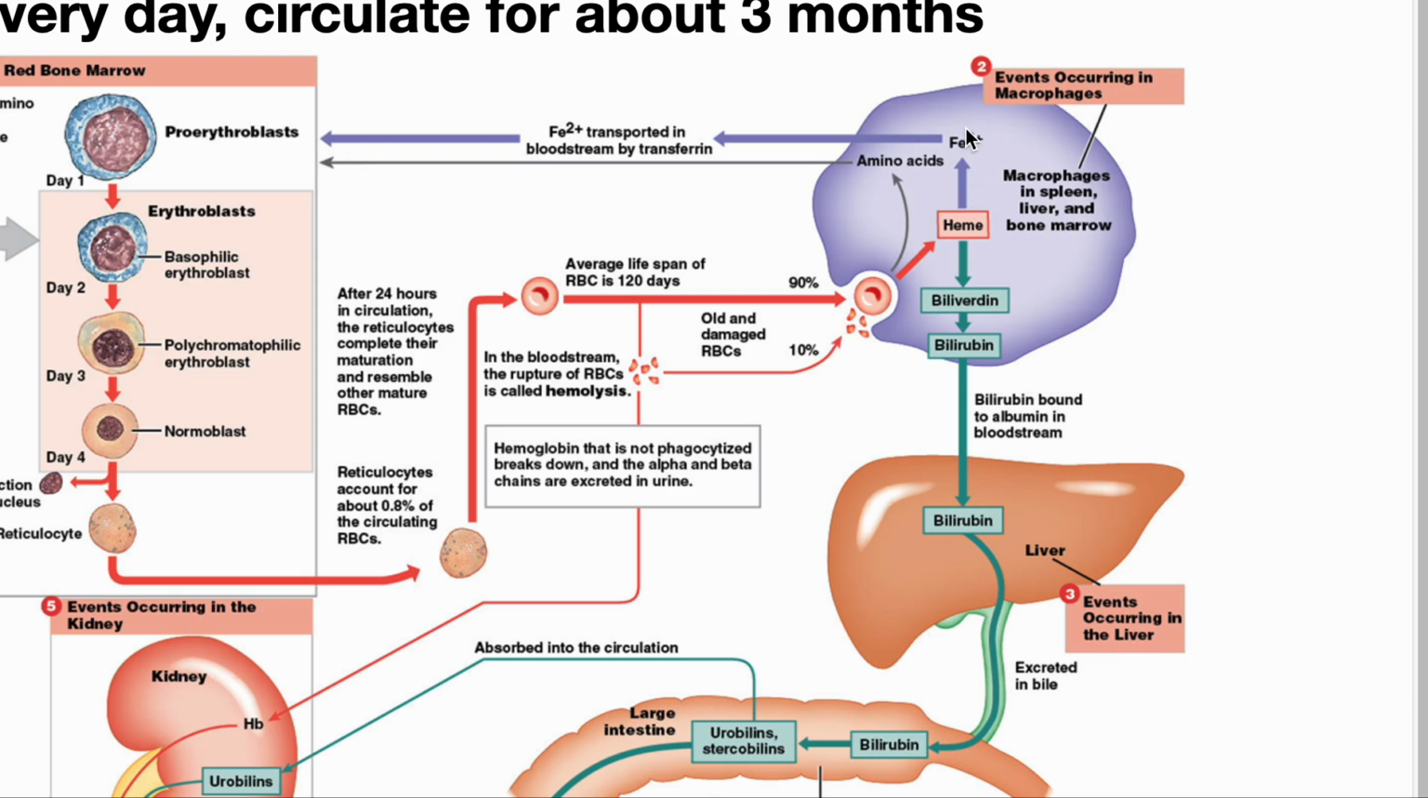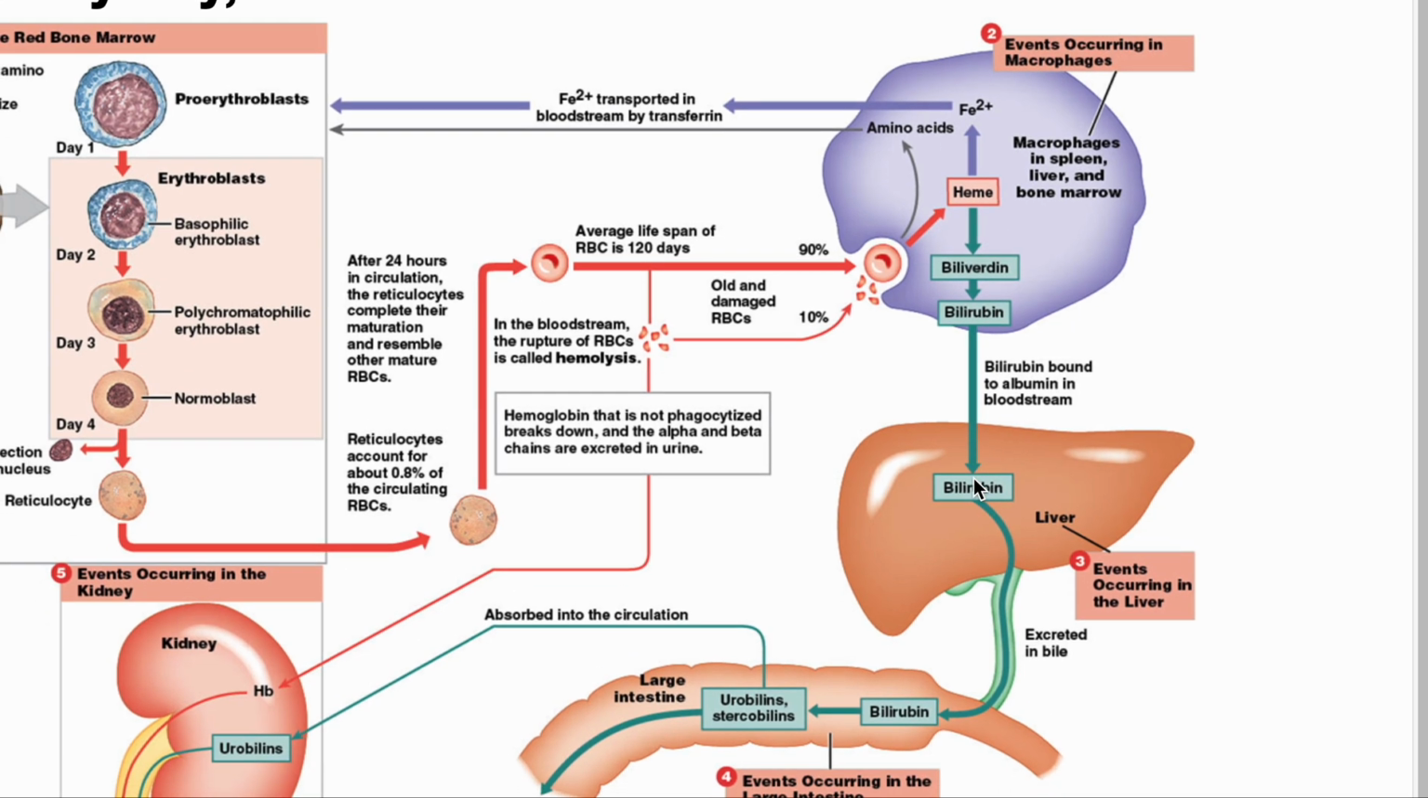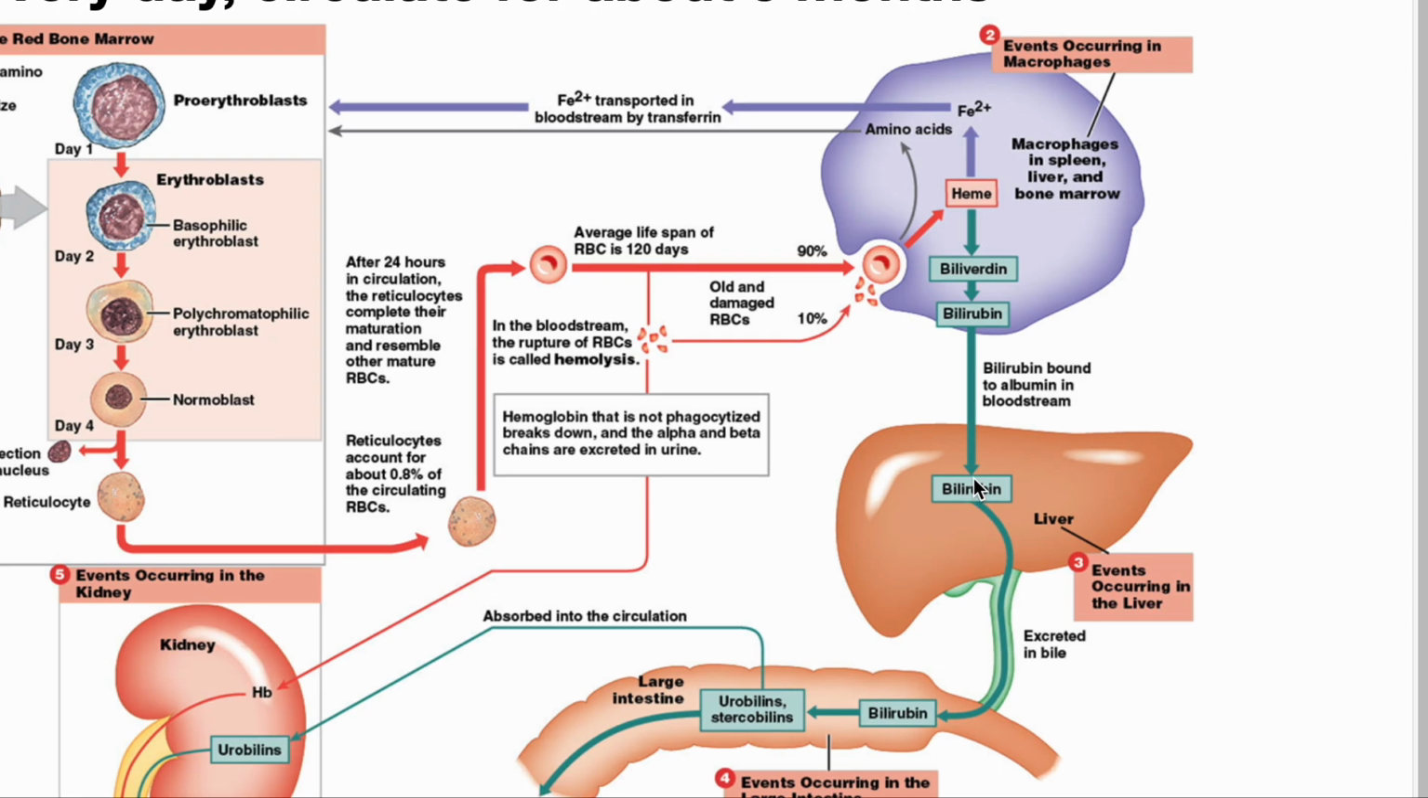Now, once we've removed the iron from the heme, that heme is converted to biliverdin, which becomes bilirubin, and then bilirubin actually binds to albumin in the bloodstream, and eventually that will end up in the liver, and the liver is going to excrete that bilirubin in bile into the intestines, and that's how we'll get rid of all of that waste there. But notice, just a reminder, we did not get rid of the iron. The iron we are recycling because that's important.